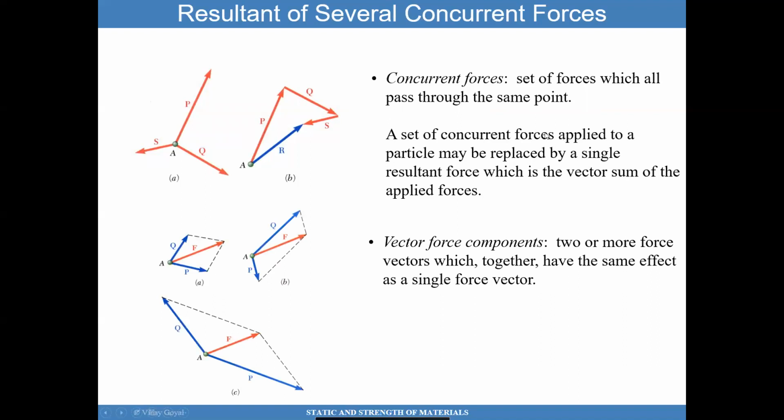Vector force components do exist, meaning I can have a single vector of the same magnitude and direction. So this is one example. There's another example, and there's another example. You can have two or more force vectors that have different magnitudes and different directions, and yet give you the same resultant single force vector.